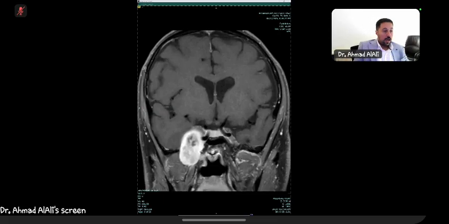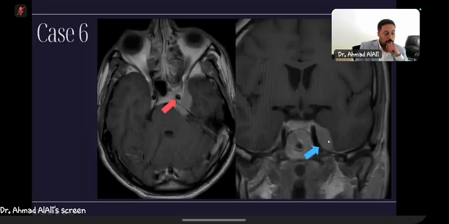So these two cases look similar, but with some differences in them that change the whole diagnosis. It's important to mention these differences in your report and during the exam. Now, as you can see here, this red arrow is pointing to the left internal carotid artery, specifically to the cavernous segment. The enhancing lesion is seen to invade the left cavernous sinus and encase the left internal carotid artery.